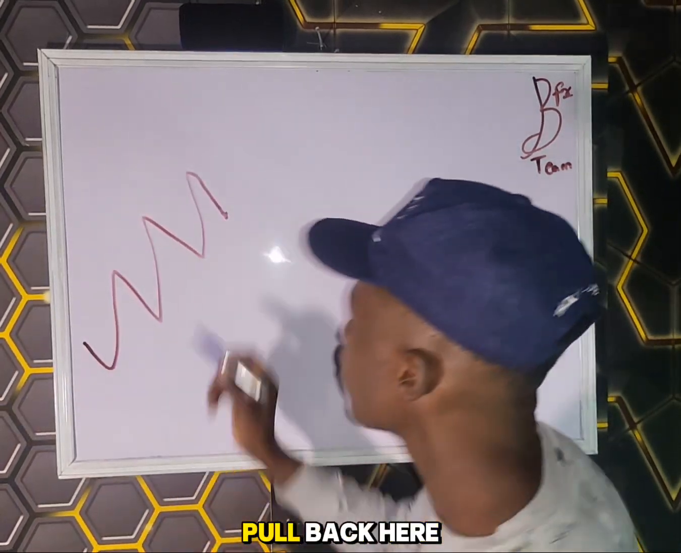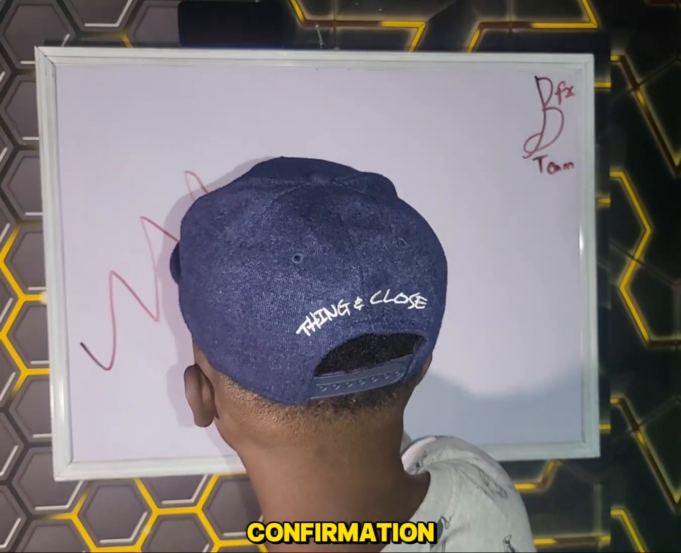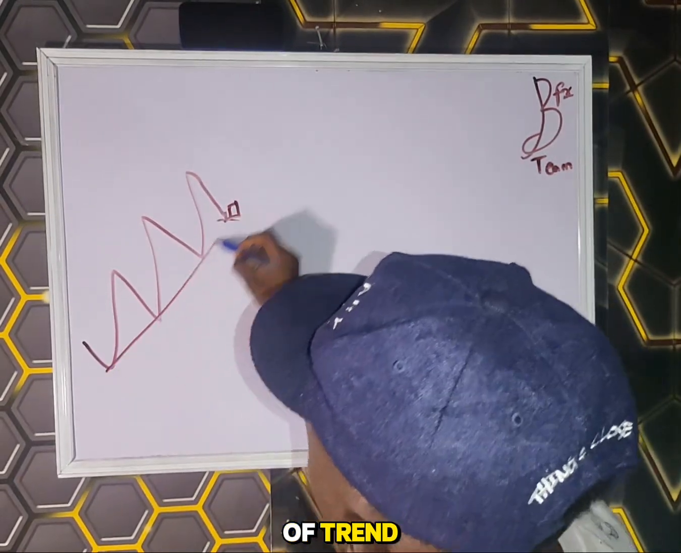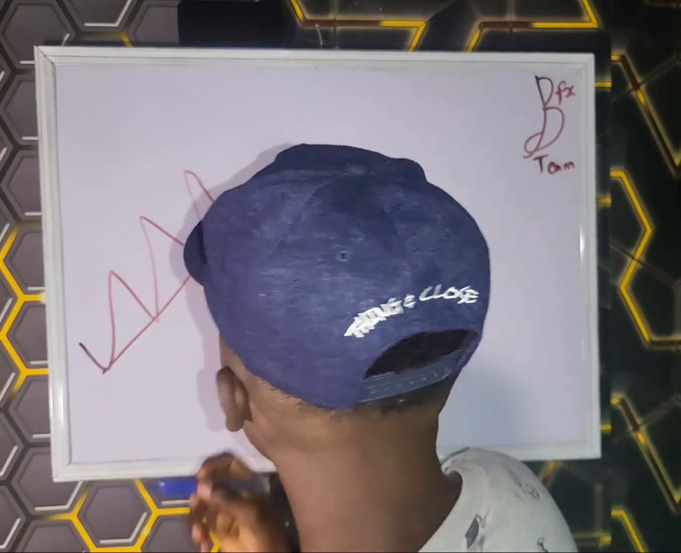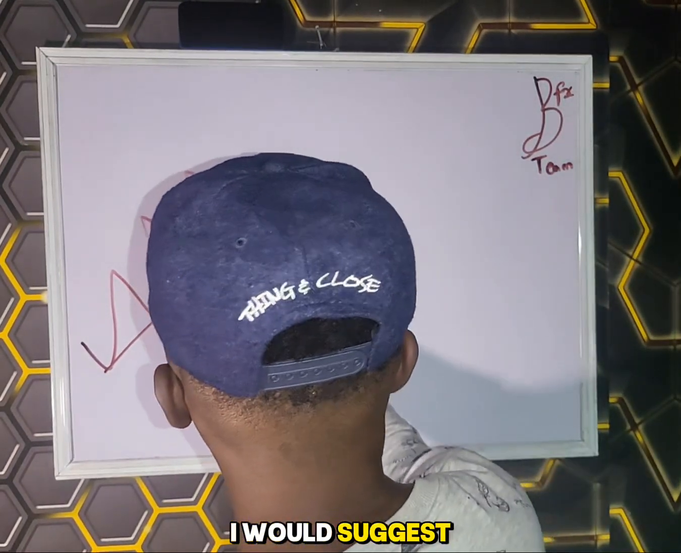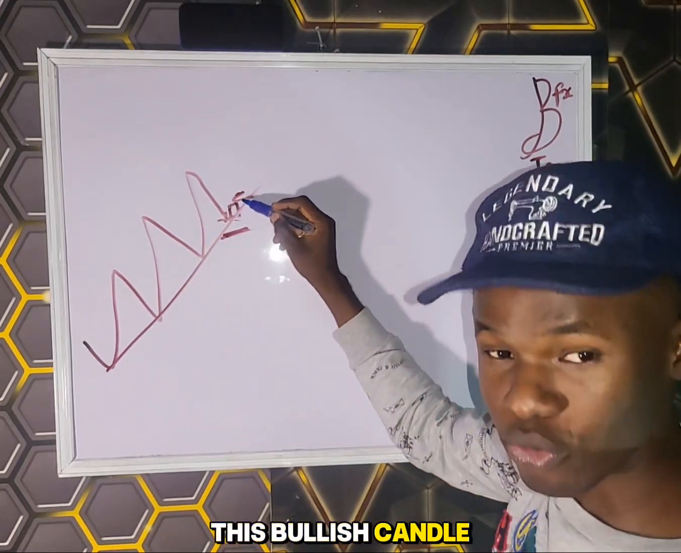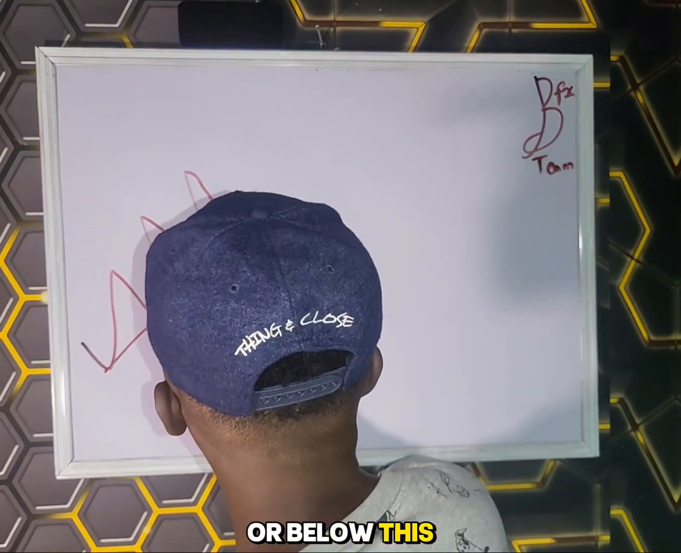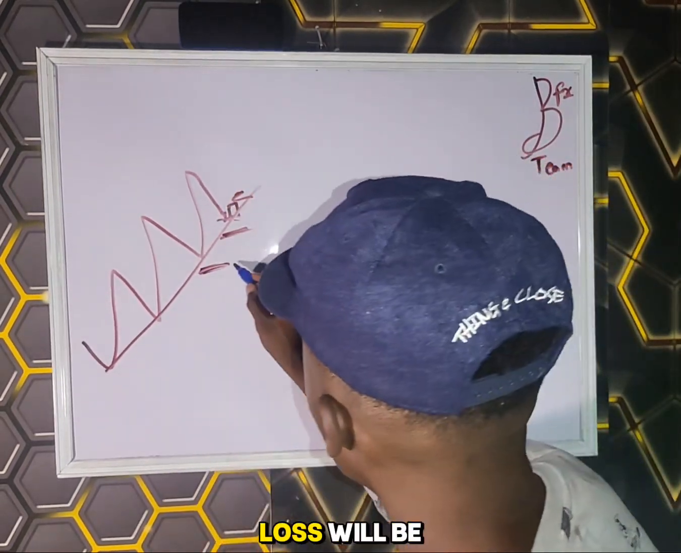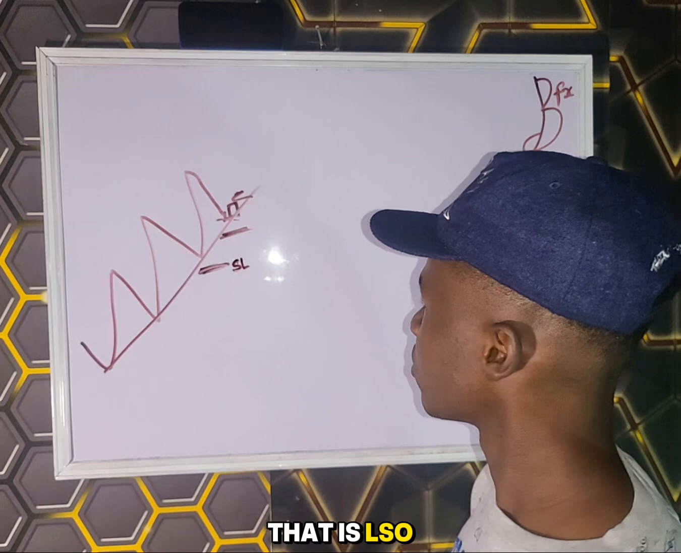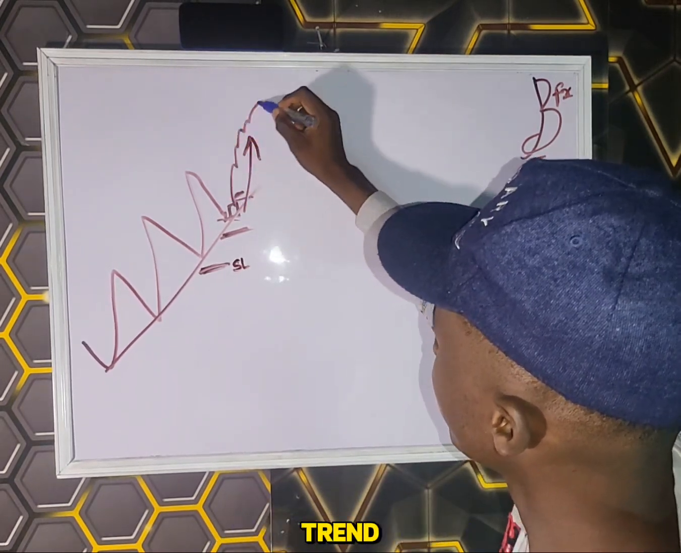So when this price pulls back here, and it gives you a bullish confirmation of the continuation of the trend, are we getting it? That means you want to take your buy here, right? As for me, I will suggest that your stop loss should be below this bullish candle or below this recent low. Do you get it? Your stop loss will be here. That means you're expecting the market to shoot up, to continue the trend.